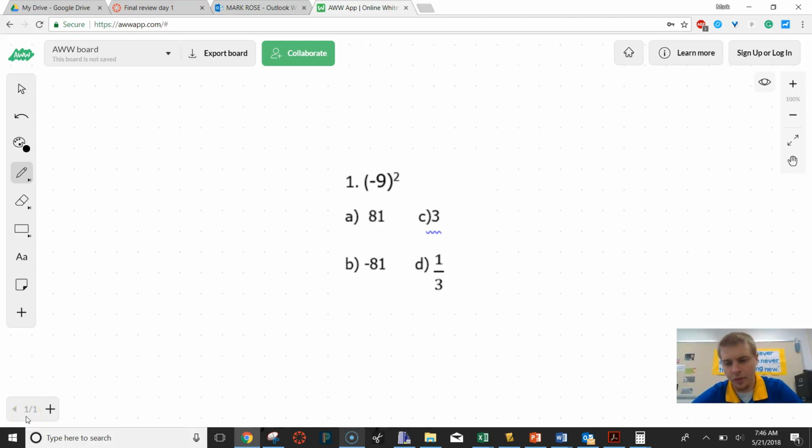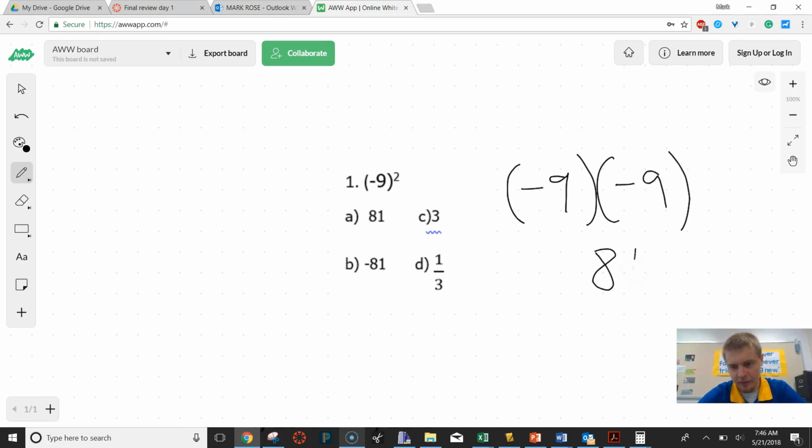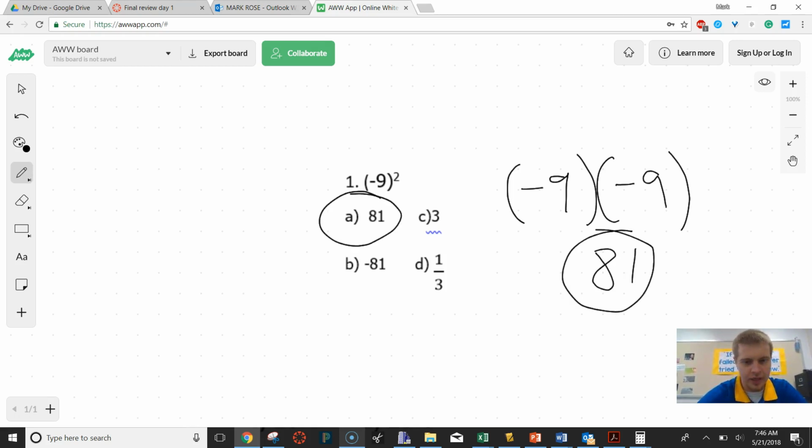Okay, so let's do problem number 1. Problem number 1 asks, if you square -9, what would you get? And so when we're looking at squaring -9, since it's in parentheses, that'd be -9 times -9, which is positive 81. So the first answer would be A.